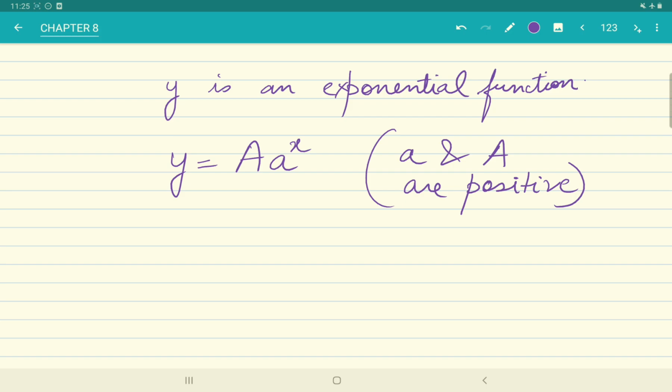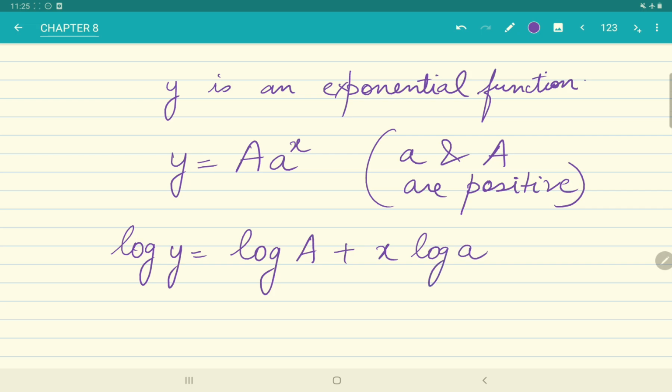This is an exponential function wherein y is equal to capital A multiplied by little a raised to the power x. If I take log on each side, that gives me log y is equal to log A plus x log little a. Now this is clearly possible because capital A and little a are positive numbers. So I can easily write log y is equal to log A plus x log a.